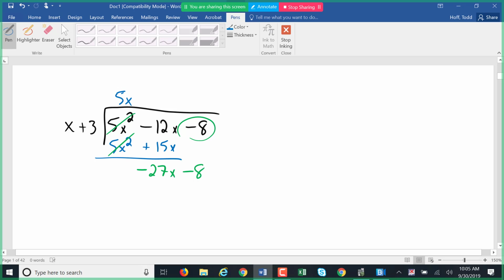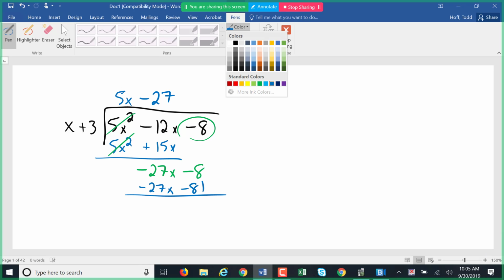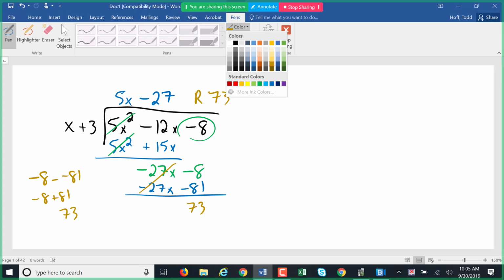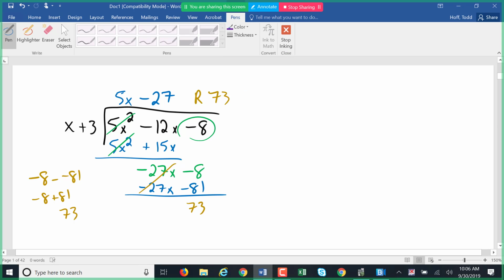And we divide. Negative 27x divided by x is negative 27. Negative 27 times x is negative 27x. Negative 27 times 3 is a negative 81. We subtract here. Negative 27x and negative 27x cancel out. Negative 8 minus a negative 81 is negative 8 plus 81, otherwise known as 73. So we have a remainder of 73. The way we typically will write that, rather than listing it as a remainder like that, we'll do it in fraction form. We'll put plus 73 over x plus 3, right as a fraction. The remainder over the divisor.